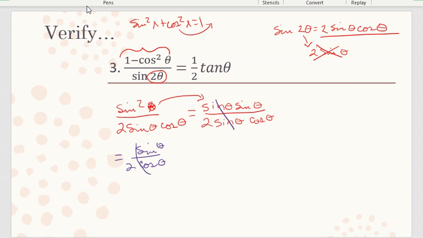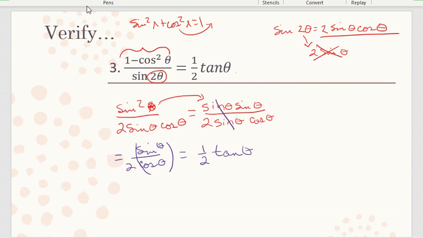Now, if you look at this grouped item right here, sine over cosine is equal to tangent. And that 2 is in a denominator, so I could technically pull the 2 out front, and there's the 1/2. And that means that sine over cosine is tangent.